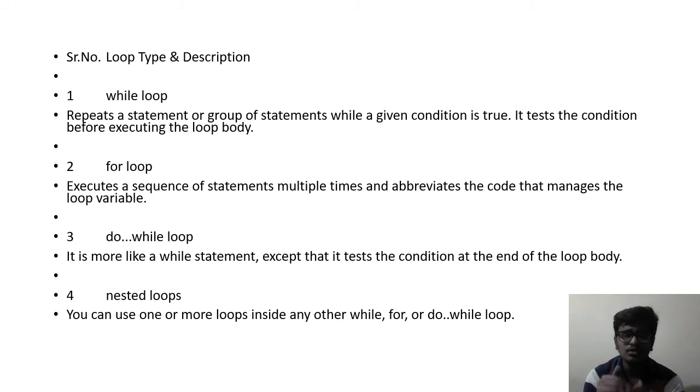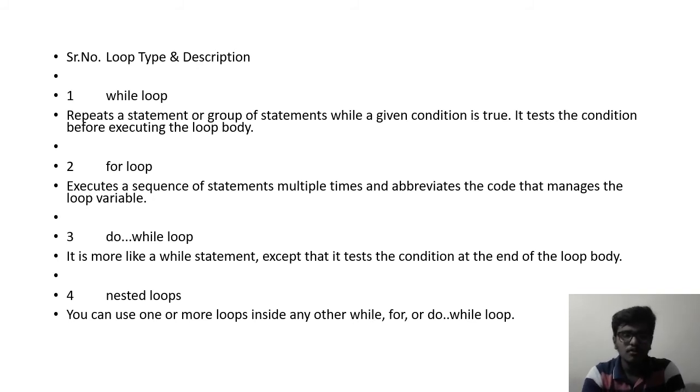And coming to the for loop, it executes a sequence of statements multiple times and abbreviates the code that manages the loop variable. And coming to the do while loop, it is more like a while statement, except that it tests the condition at the end of the loop body. In a while loop, the condition is tested before executing the loop body, but the do while loop tests the condition at the end of the loop body. Otherwise, it is like a while loop.